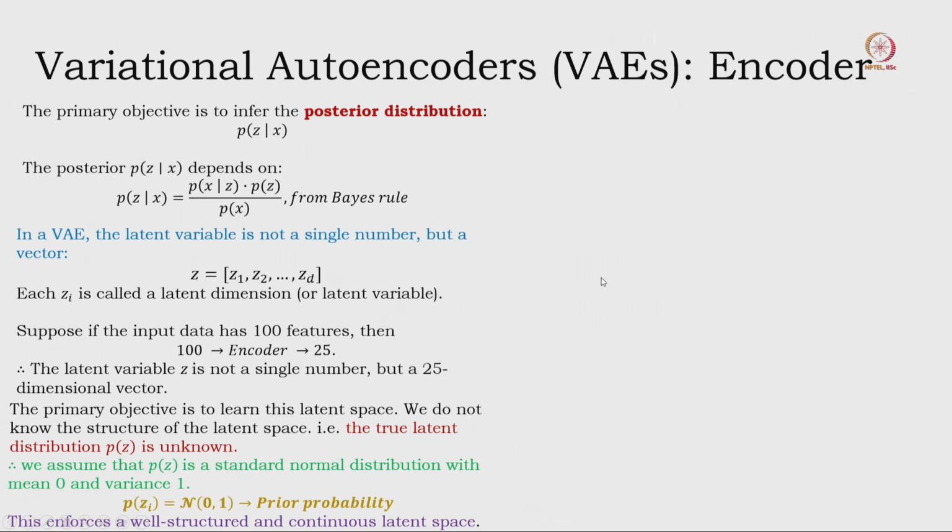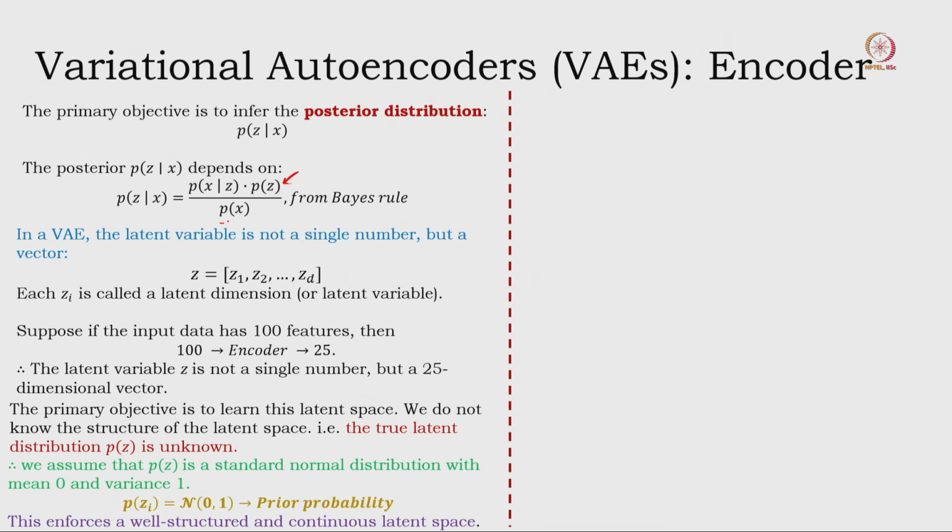Now, because of this assumption, P of z is a normal distribution. Therefore, are you not enforcing one structure onto the latent space? So, the latent space is well structured, and it has continuous values. Now, this is what we have understood with respect to P of z. For P of z, we are assuming that the distribution is a normal distribution.